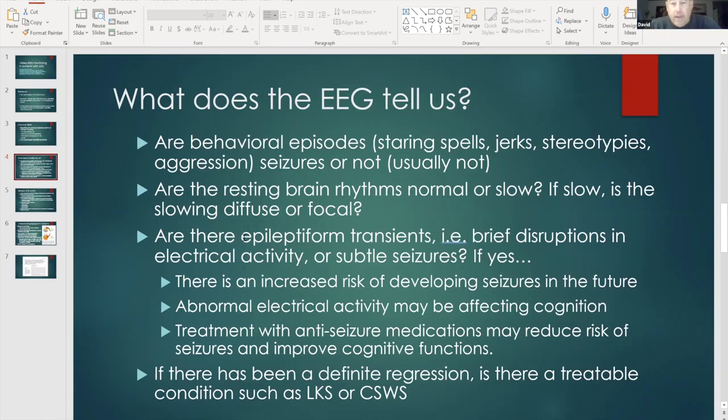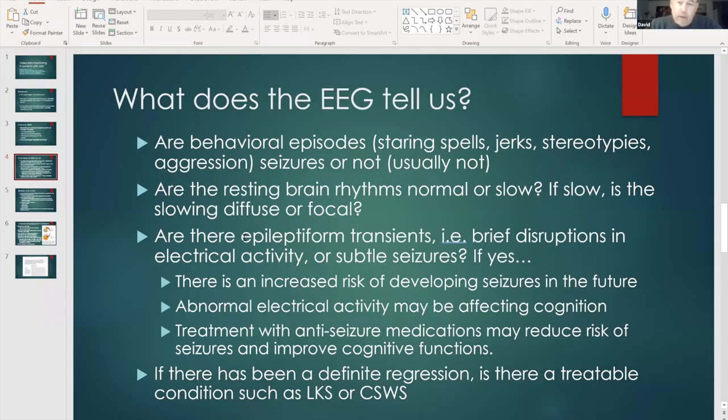So here's a number of things that the EEG tells us. Probably the most important question, oftentimes the question that parents have when they've been referred for EEG, is whether or not these behavioral episodes that their child is demonstrating represent seizures. I'll be quite transparent here. Most often they do not. So staring spells, jerks, stereotypies, meltdowns, and episodes of aggression don't typically turn out to be seizures.